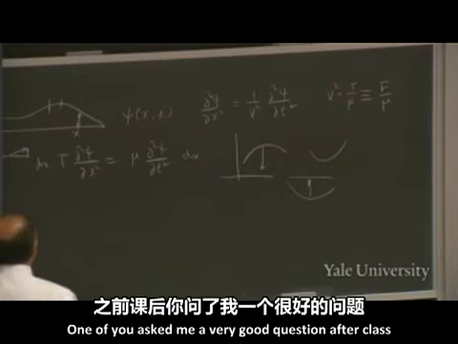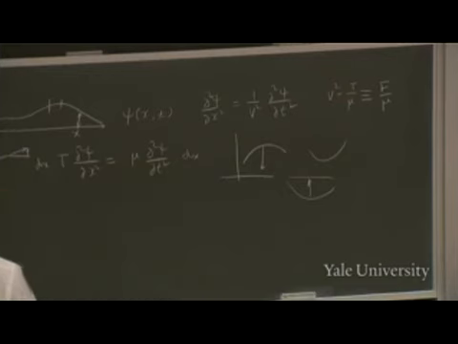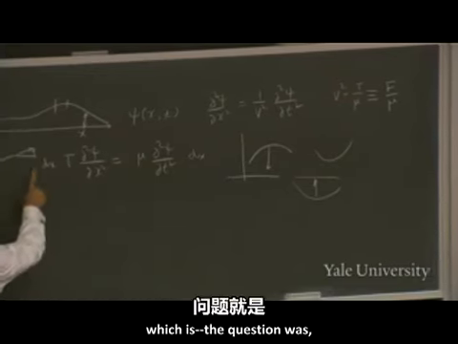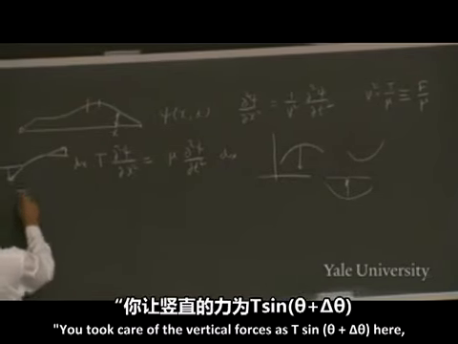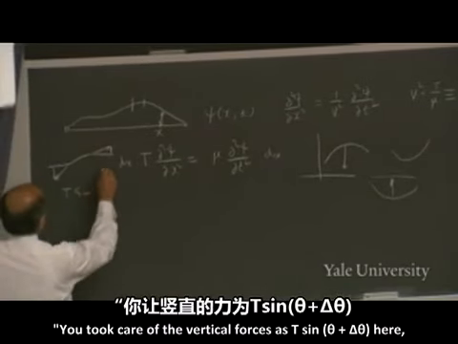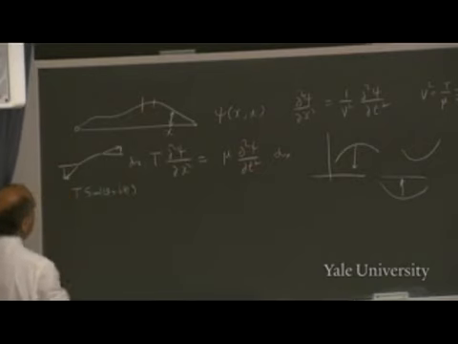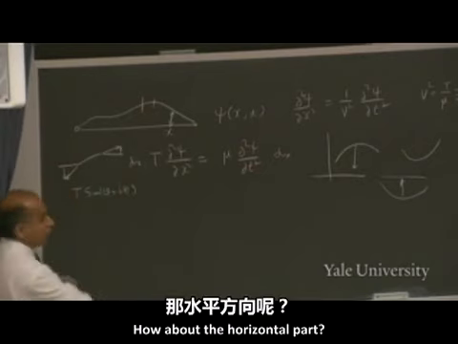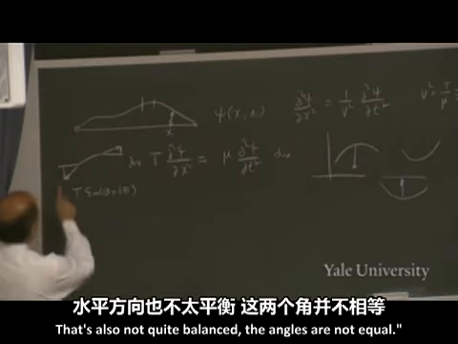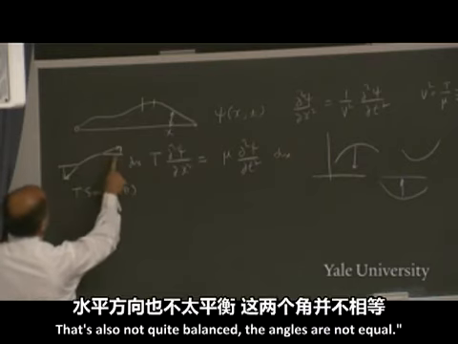One of you asked me a very good question after class. You took care of the vertical forces as T sine of theta plus delta theta here and T sine theta here, and you did all the cancellation. How about the horizontal part? That's also not quite balanced. The angles are not equal.